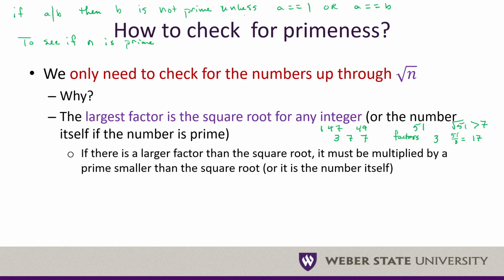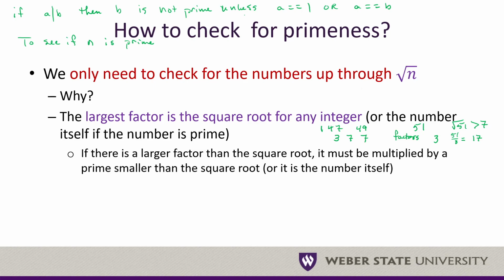But as soon as I hit 3, I found out it was not prime, even though I have a factor bigger than the square root. My square root's about 7, but 17 is a factor of it. But if I've got 17, a number greater than the square root, I've also got 3, a number less than the square root, because I've got to multiply that times that to get the number n.